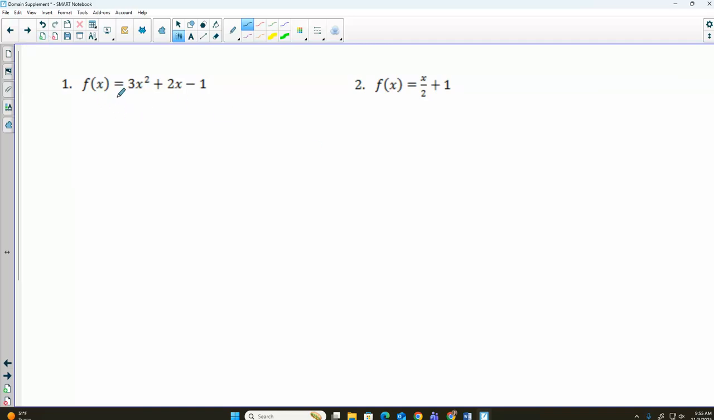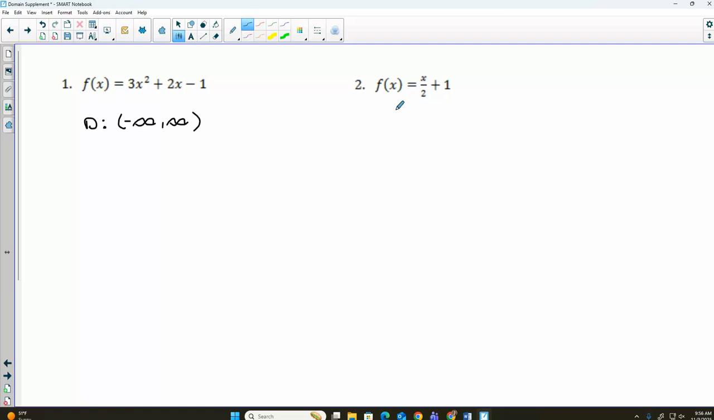All right, so number one, do we have any fractions? No. Do I have any radicals? No. So what's my domain? What number can you plug in for x? Anything. So my domain is negative infinity to positive infinity. All right. Number two.